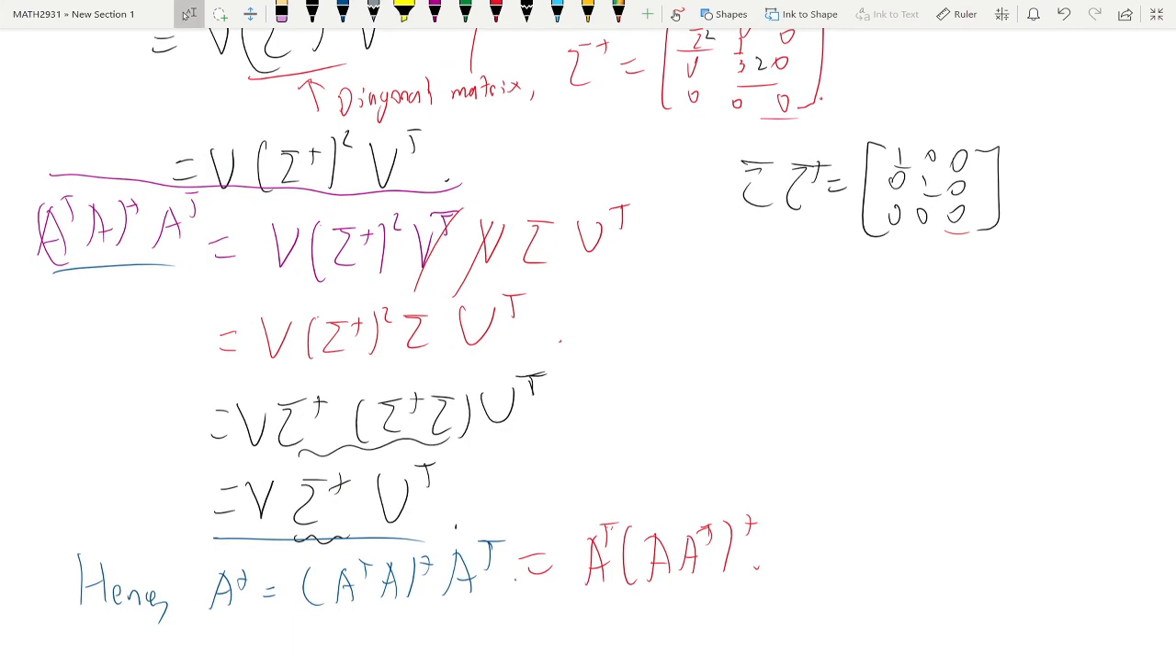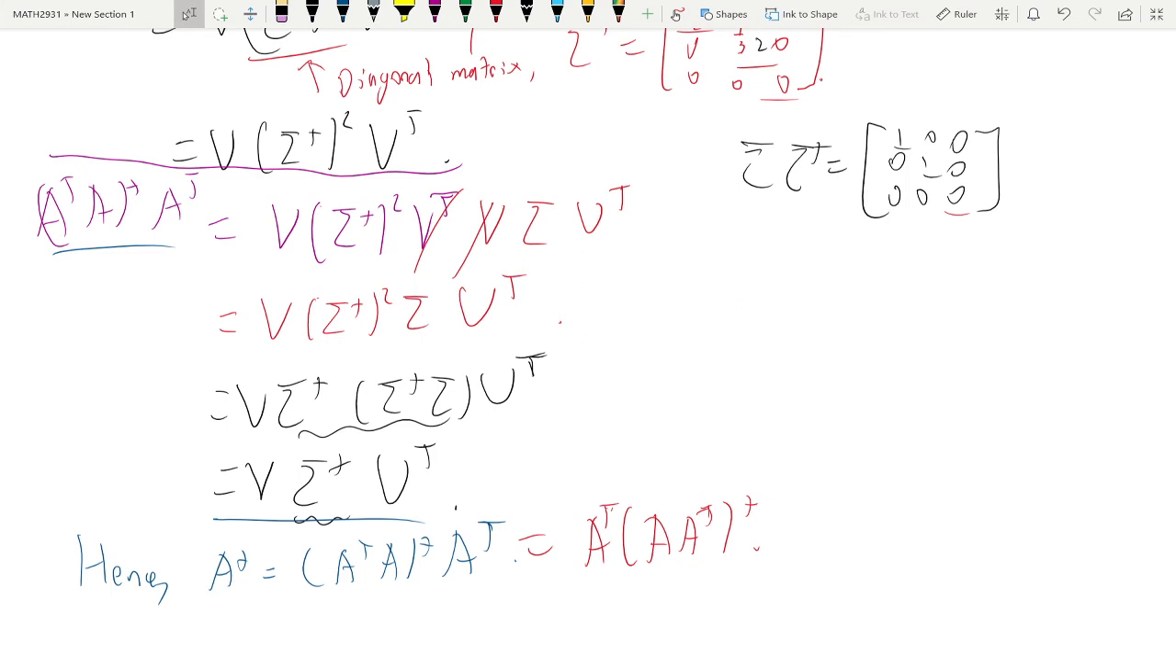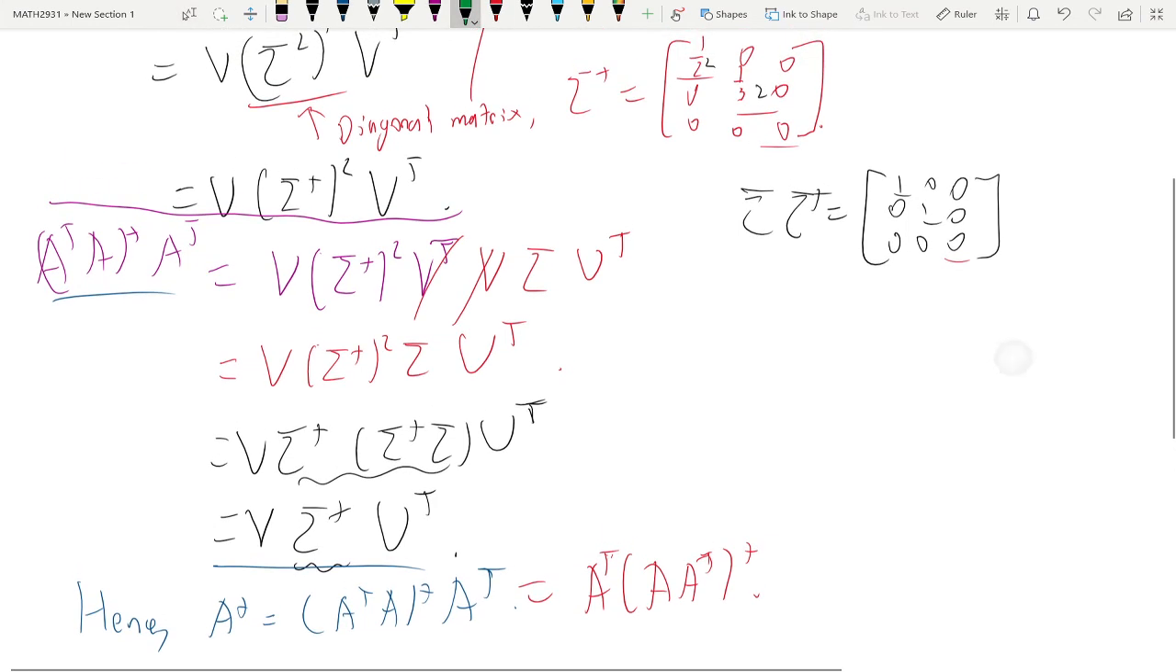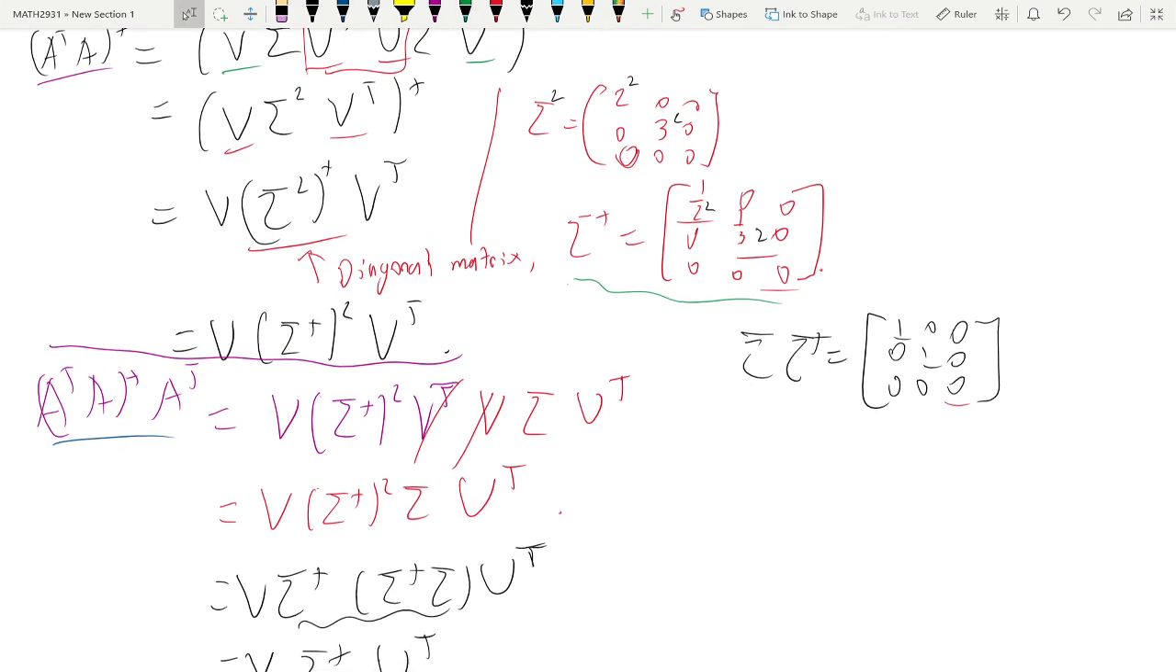Right. I guess the most important thing to note from this question is the trick of the fact that the pseudo-inverse of a diagonal matrix is really just the reciprocal of the non-zero terms along the diagonal anyway, and that leads to a lot of nice results. Right. Everything else kind of follows through because of that.